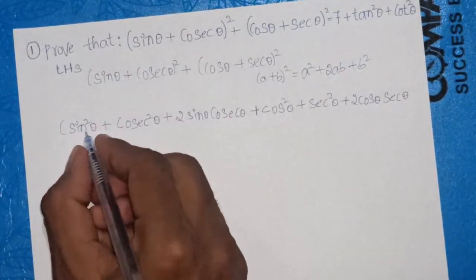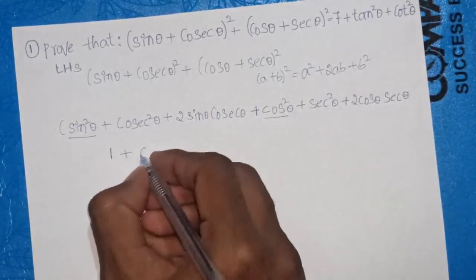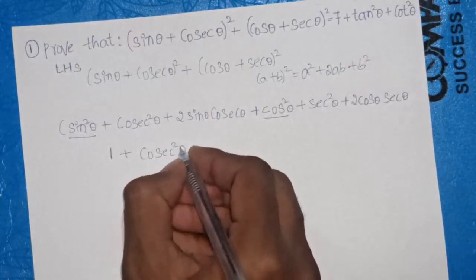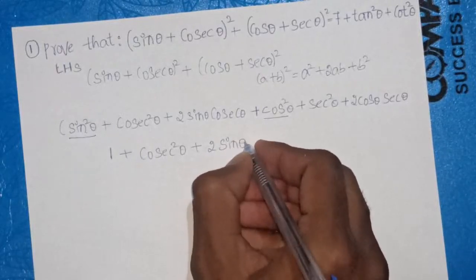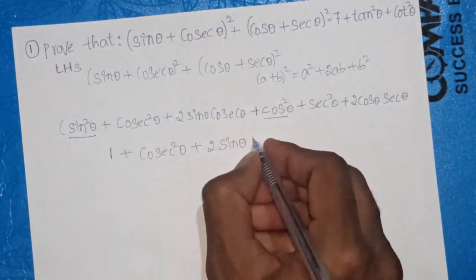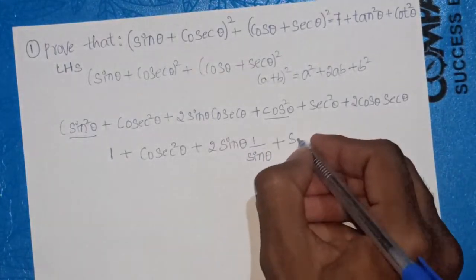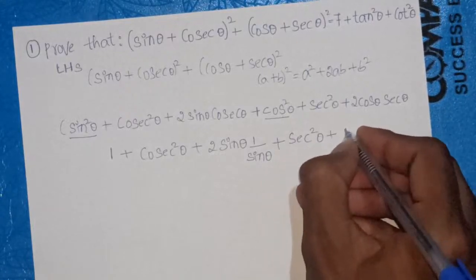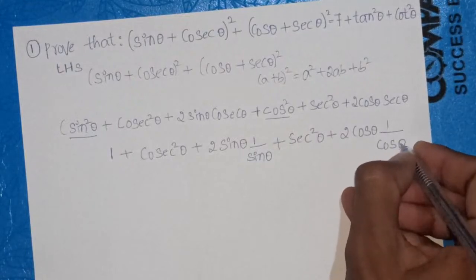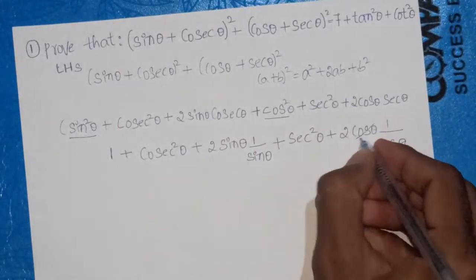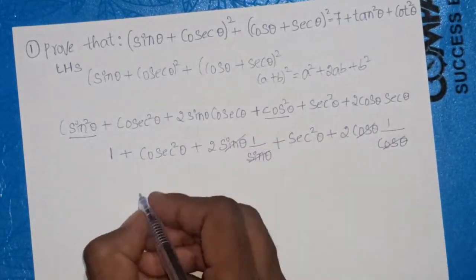Yes, sin square theta plus cos square theta will give you 1 plus cosecant square theta plus 2 sin theta. Cosec theta can be converted to 1 by sin theta, plus secant square theta plus 2 cos theta, and secant can be written as 1 by cos theta because secant is the reciprocal of cos theta. Here cos theta cancelled, sin theta cancelled. 1 plus 2 plus 2 will give you 5.